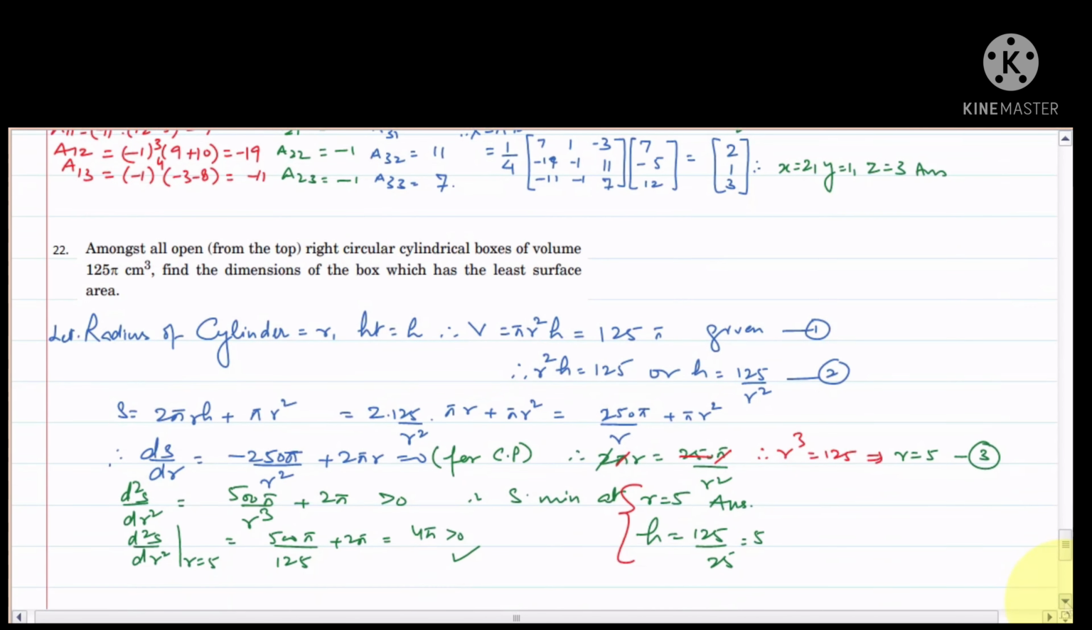Right? Coming to question number 22, it is easy. Among all open from the top right circular cylindrical boxes of volume 125 pi centimeter cube, find the dimension of the box which has the least surface area.